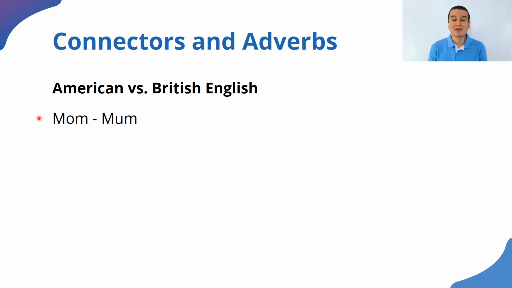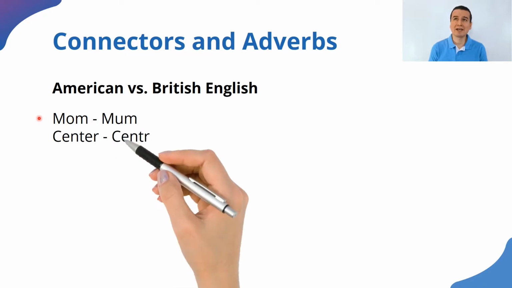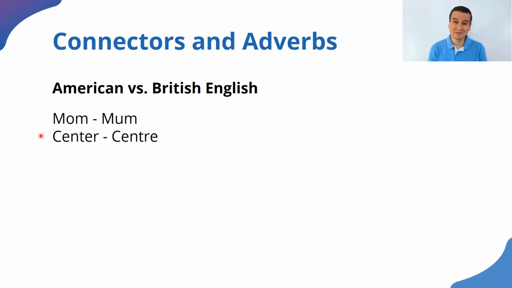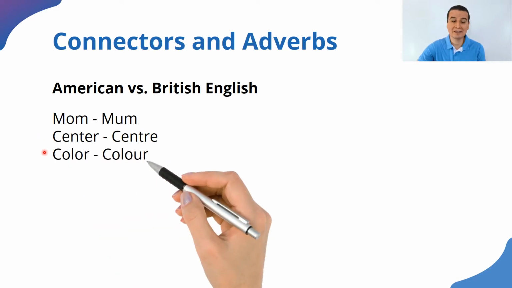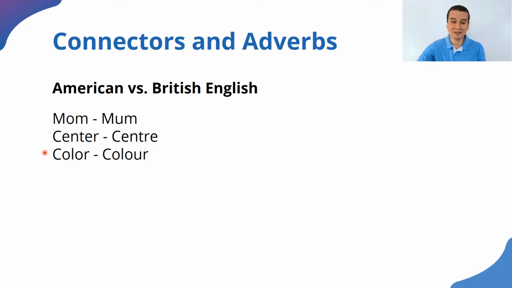Okay? You may have seen, for example, words like center. Yes, center is spelled with ER at the end in American English and with RE at the end in British English. The pronunciation is kind of the same. But actually, there is not much difference between the two words, like color with OR at the end and colour with OUR at the end.